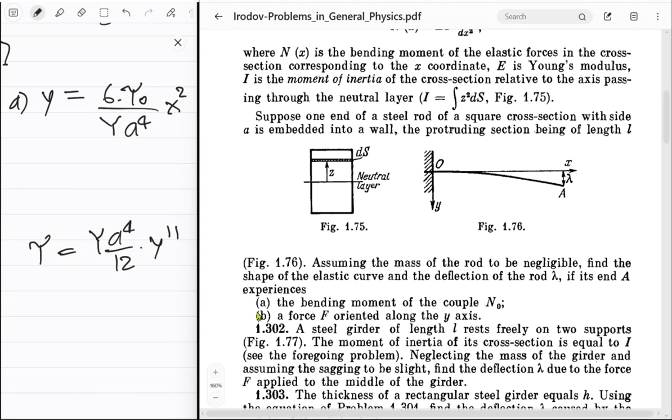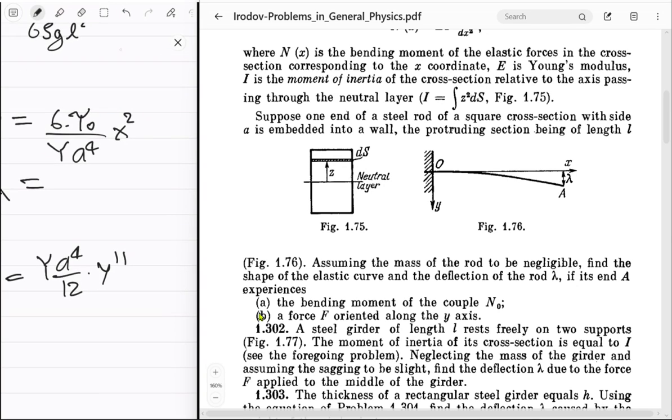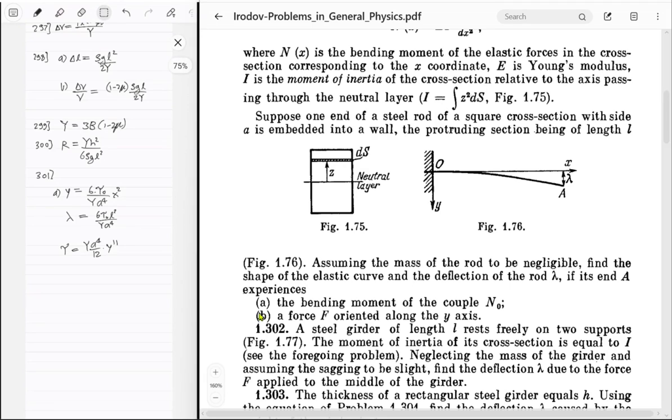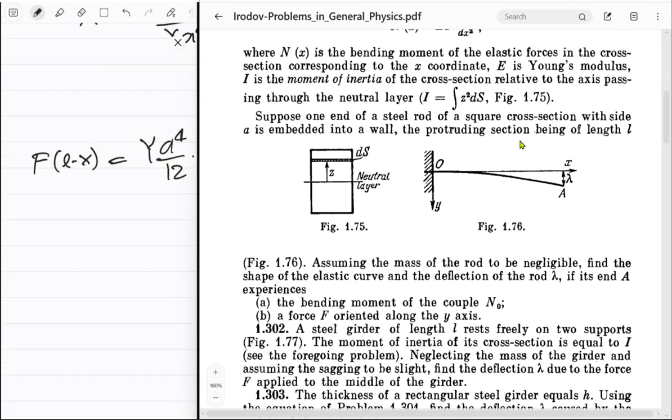So A, you get the thing. Now for B, a force F oriented along the y-axis. Initially figure out what lambda is, because maybe they will use that later on. So this is at X equal to L, right? Then you got L power 2 upon Young's modulus A power 4. Okay, awesome. Then you got a force F oriented along the y-axis. We don't need the density at all because the rod is just light. So at X, you got L minus X times the force. Yep, so that's our equation.